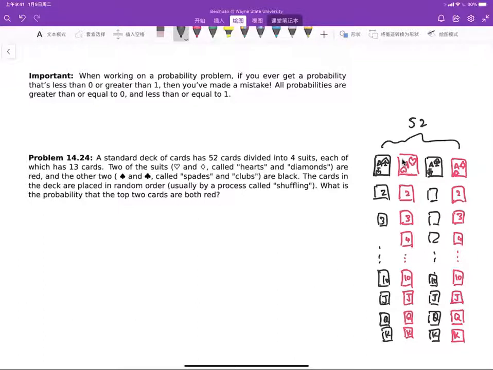So let's look at the question. The cards in the deck are placed in a random order, usually by a process called shuffling. What is the probability that the top two cards are both red? That's interesting. So what did you say, Davey? Basically, since half of the deck is already red, that means pulling the first red card is half. Okay, so good. This is a good start.